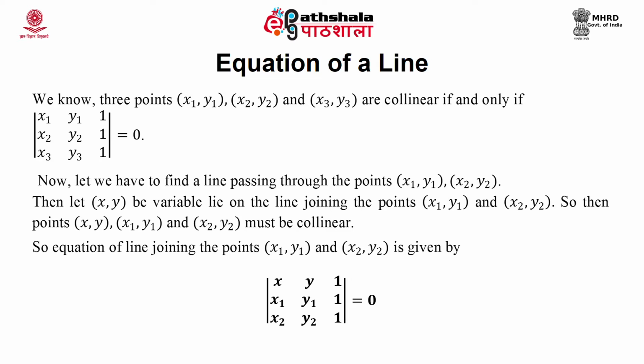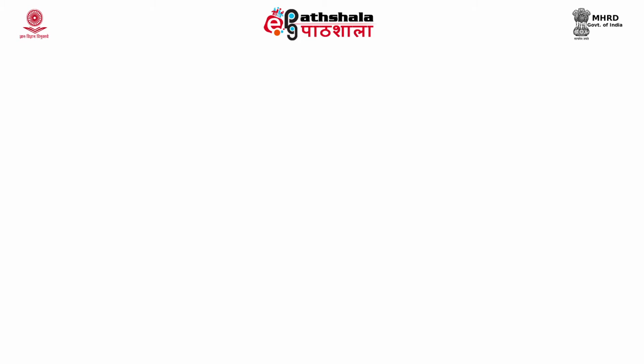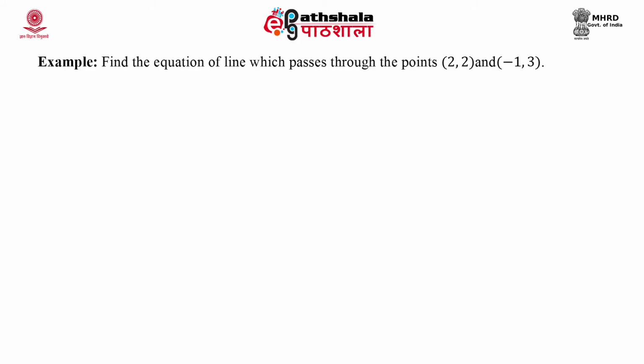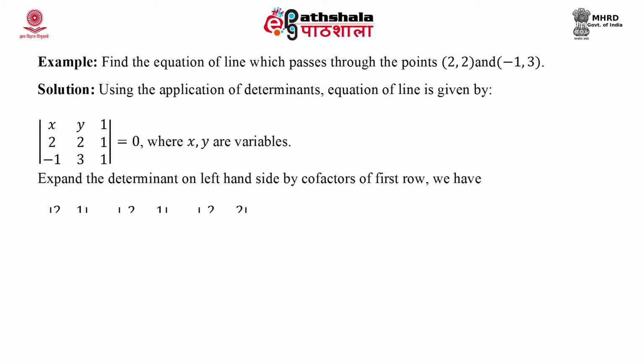So the equation of the line joining the points (x1, y1) and (x2, y2) is given by this expression, where x and y are just variables and (x1, y1), (x2, y2) are the given points through which the line passes. For example, find the equation of a line which passes through the points (2, 2) and (-1, 3).